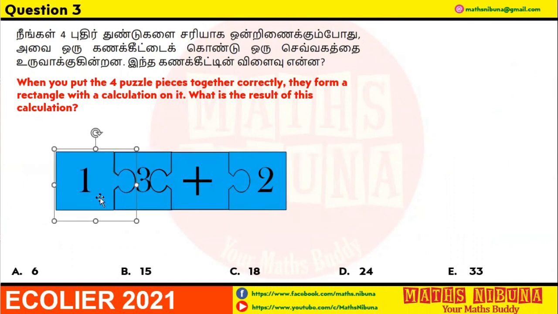So that means the sum of 13 plus 2. Here got 13. 1, 3 is 13. 13 plus 2 is 15. So answer is B.